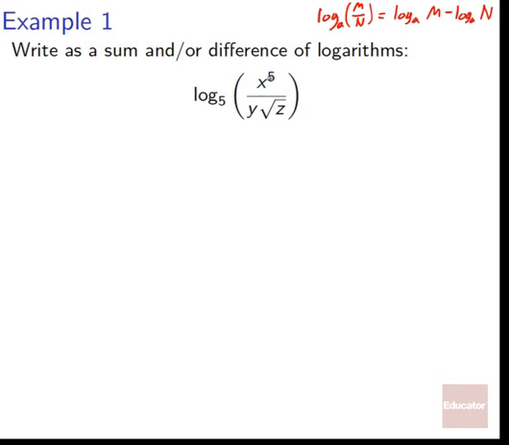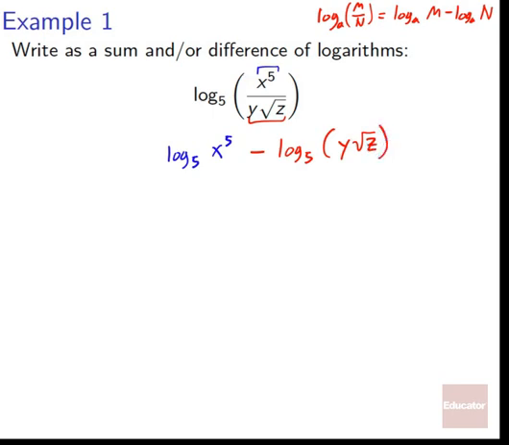So in this case, we've got on the top x to the 5th, so we'll have log base 5 of x to the 5th, same base, minus what's on the bottom, so minus log base 5 of, sorry, said the wrong thing there, y times root z.